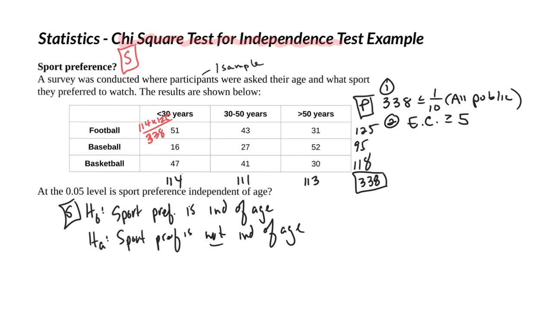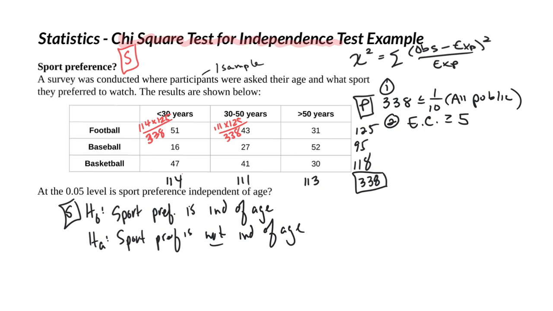Let's do just one more of those. This next cell right here, the 30 to 50-year-old football fans, column total 111, row total 125. So 111 multiplied by 125 over 338. Now, these expected counts would be part of our formula. The chi-square formula, if we were going to do it by hand, is the sum of all of our observed values minus what we expected, squared, divided by what was expected. So in this case, we would do that with 9 different cells.